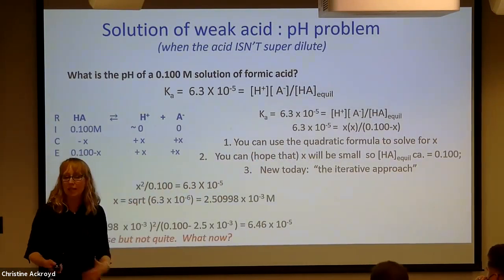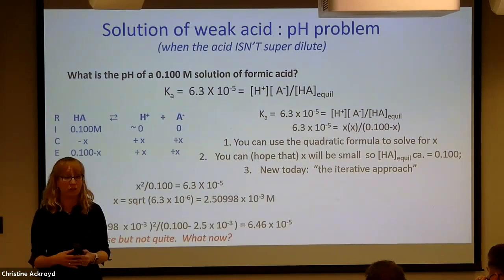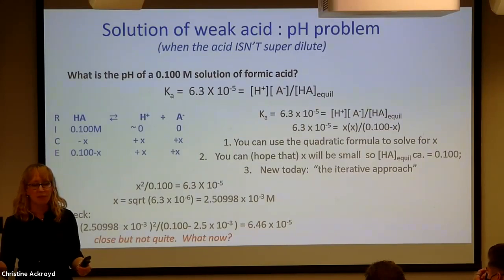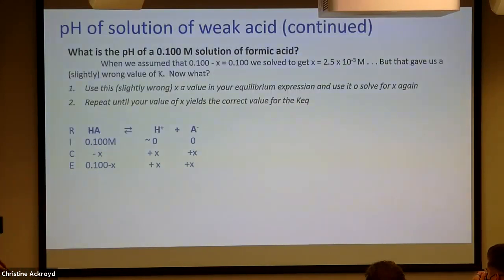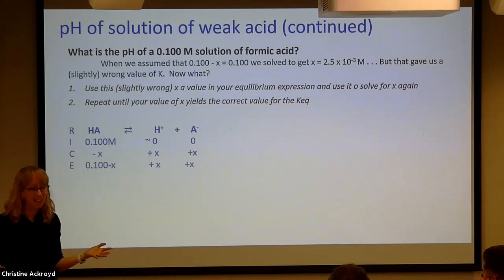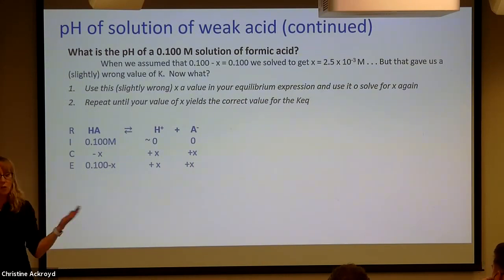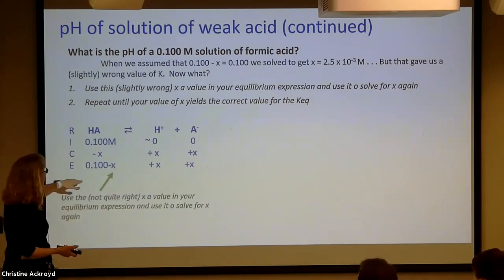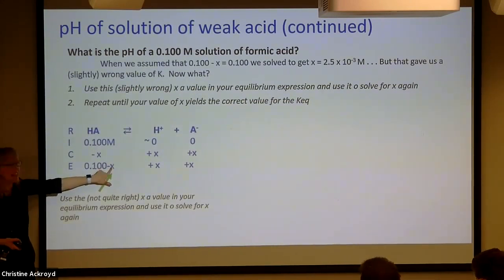When we do that, will we resolve for x and get a number that in theory is closer to the real value? Yeah. How will we check if it's close enough? Plug it back in and see if we get K again. Okay, so this is what we're gonna do. We calculated a value for x. We checked our value for x by plugging into the K expression. The answer was not quite right. Okay, so instead of going back and doing the quadratic formula, which is what you would have had to do in unit 2, you can take this 0.100 minus x and just where you're subtracting it, take the value of x that was close but not quite right and use it there.